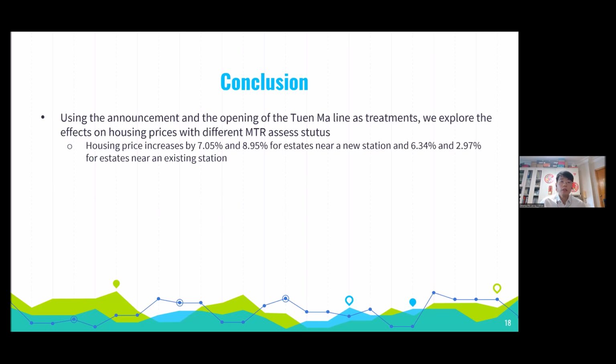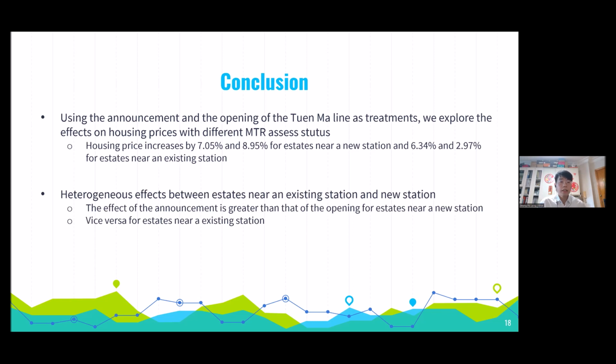To conclude, we use the announcement and the opening of the Tuen Ma line as a treatment, and we are able to conduct a quasi-experiment, exploring the effect on housing price for estates with different station status. Our result shows that housing price increased by 7% and 9% for estates near the new stations, and 6% and 3% for estates near existing stations. Secondly, we observe a heterogeneous effect between estates near an existing station and a new station. The effect for announcement is greater than that of opening for a new station, whereas it is vice versa for estates near an existing station.